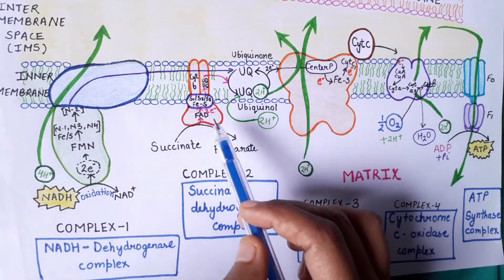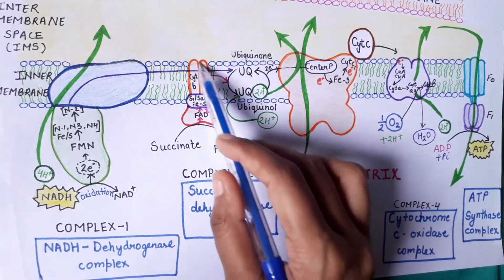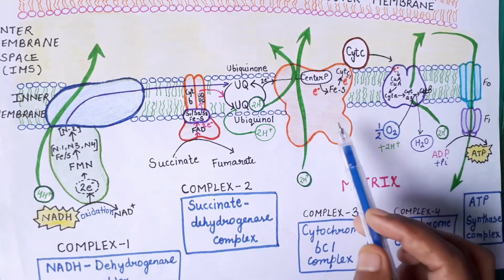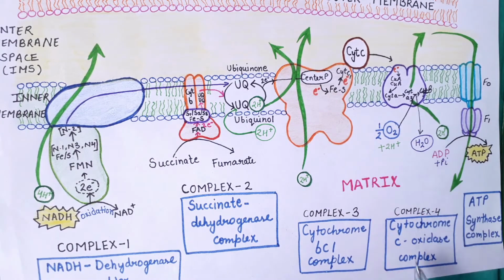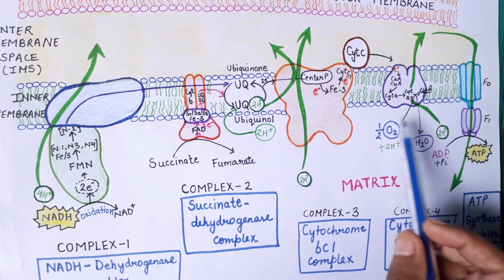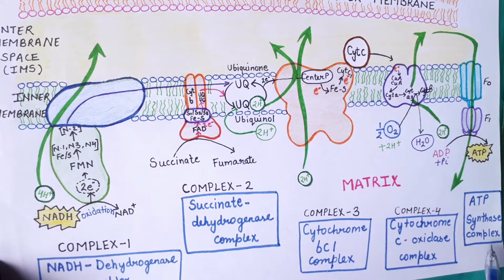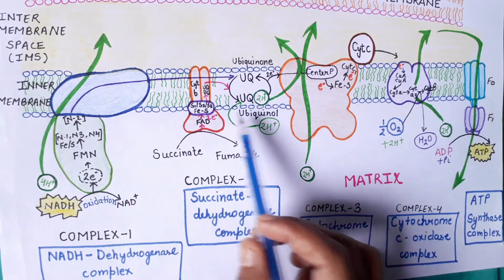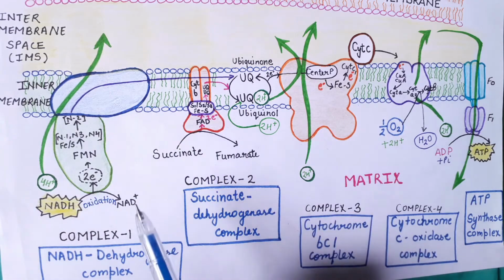Okay. Next to it is complex 2, which is called the succinate dehydrogenase complex. This is your succinate dehydrogenase complex. Next to it is complex 3, which is called the cytochrome BC1 complex. Complex 4 is called the cytochrome C oxidase complex, and the next one is complex 5, which is called the ATP synthase complex. Okay, so these are the 5 complexes that are present within the inner membrane of the mitochondria, and they play a part in the electron transport chain.